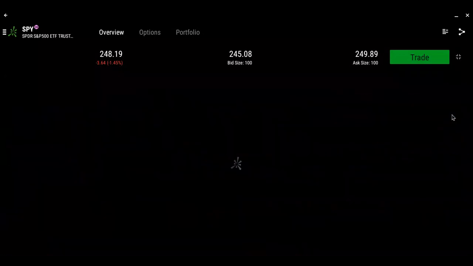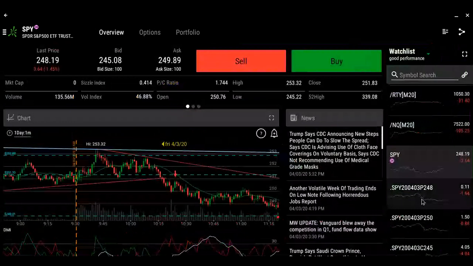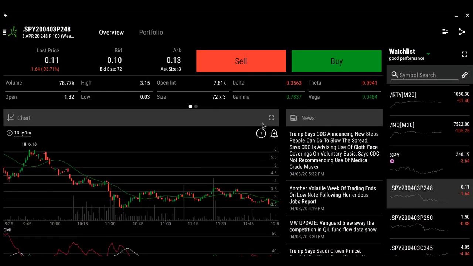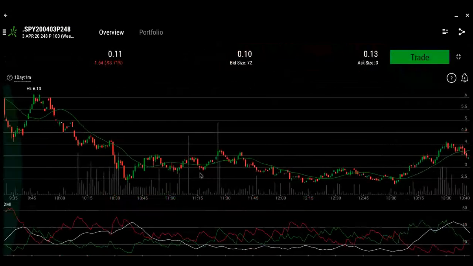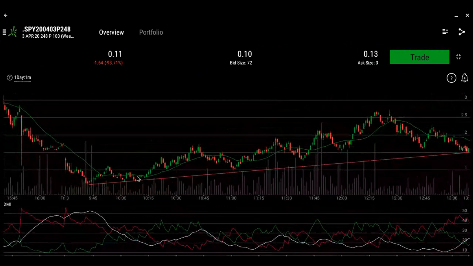If I can get to my trades here. So the first one was the 248 put. And basically what we got here is, at 10:15, it was down here at the, gosh darn, I didn't put a price range there. It was like 89, 90 cents or something like that. And then by the time I wanted to exit, it was at the $2 level.